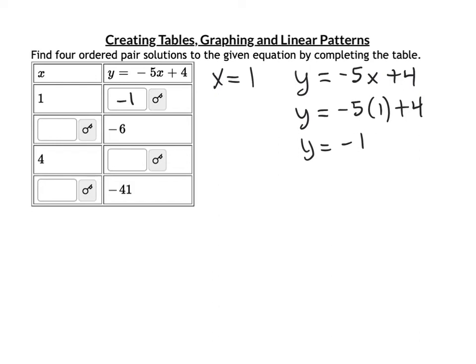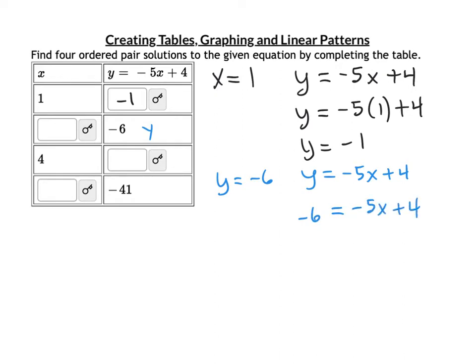For the second value in the table, for the second ordered pair in the table, we can see that y is negative 6. This is y right here. So we'll take that equation, y equal negative 5x plus 4, and this time we put it in the y spot. Negative 6 equals negative 5x plus 4.